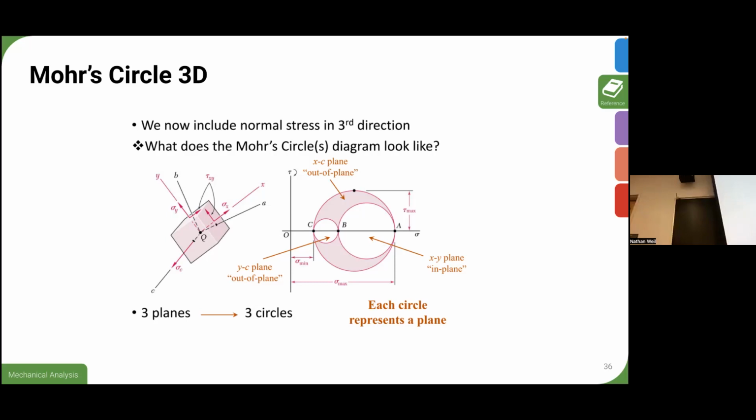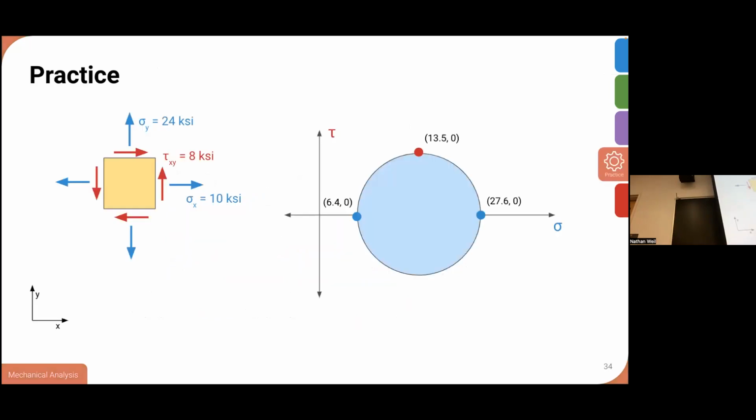So just imagine, you can draw it actually. How about you draw one of these, imagining that the 10 KSI is negative. So compression rather than tension. Or go to the blackboard.